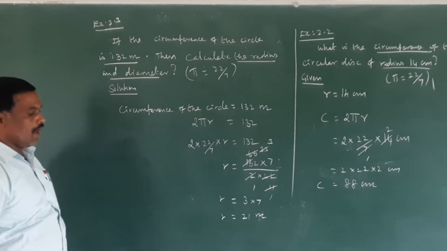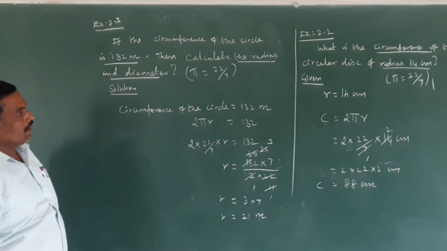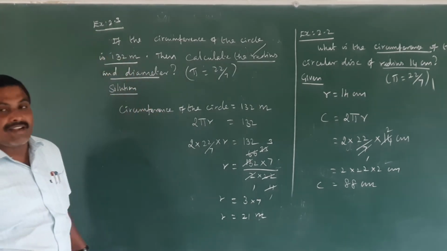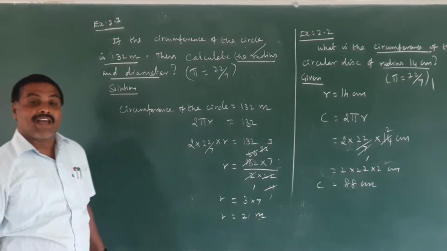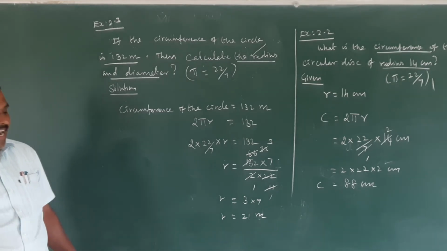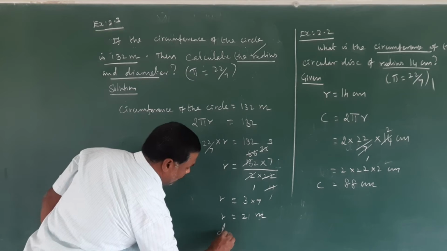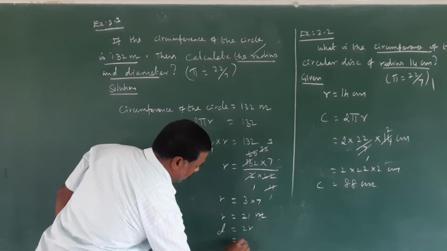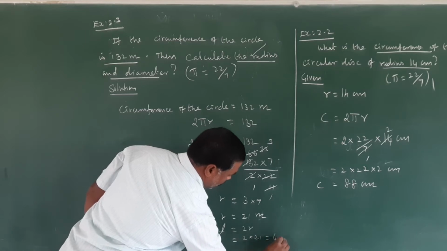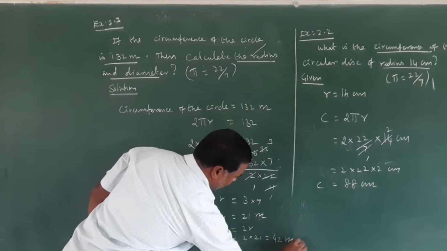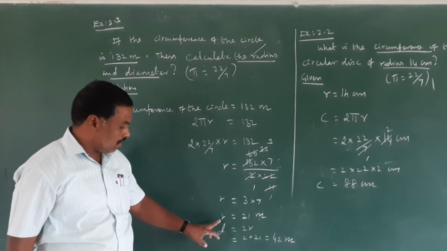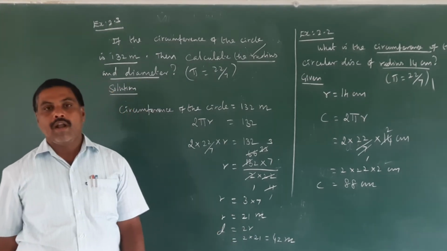R equal to 21 meter. Now the radius is found. Next, the diameter. The diameter equal to what? The diameter is twice the radius. Now D equal to 2R, so D equal to 2 into 21, 42 meter. The diameter equal to 42 meter. Radius equal to 21 meter.